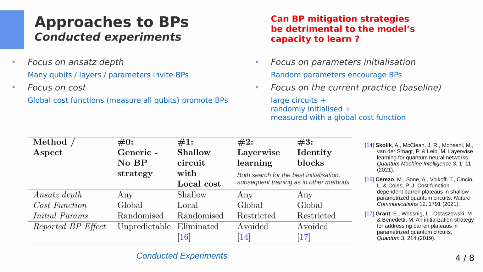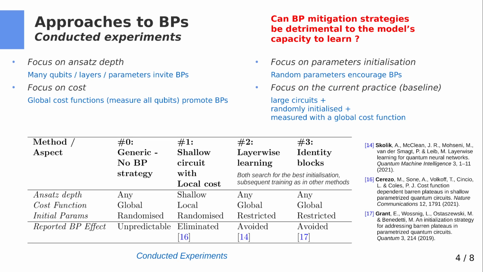We could focus on the parameter initialization, and previous studies showed that random initialization, most common in the development of quantum models, encourages those barren plateaus. And we could look at the current practice in which people develop circuits as large as is needed. They are randomly initialized because it's the simplest approach, and those circuits are measured with the global cost function because that's often a default strategy in measuring the outcome of the execution of the circuit.